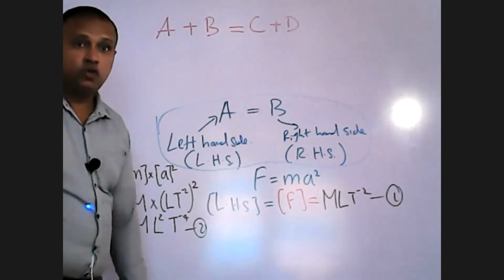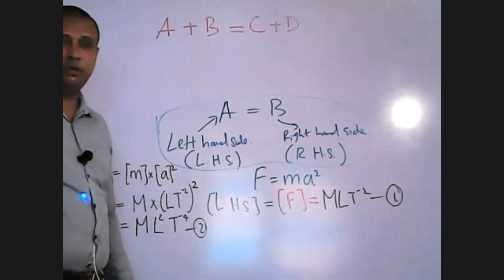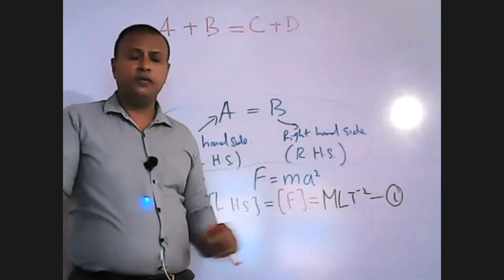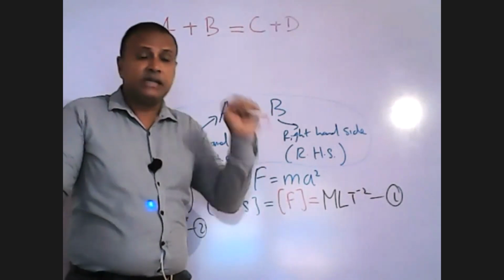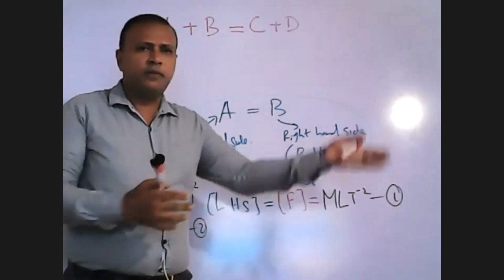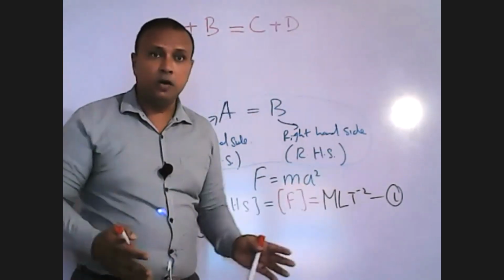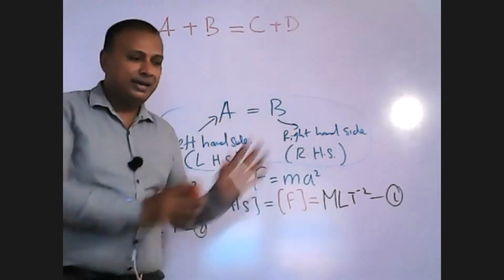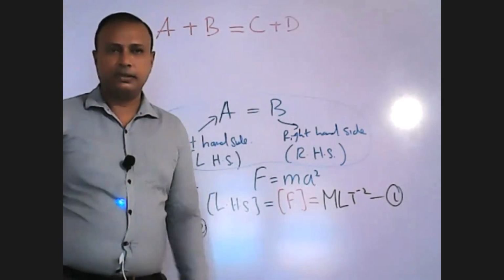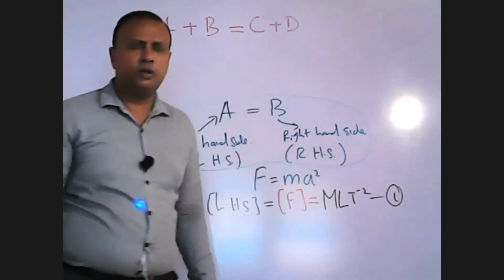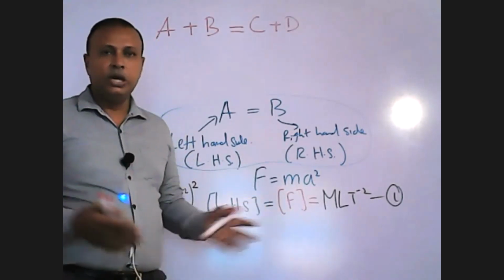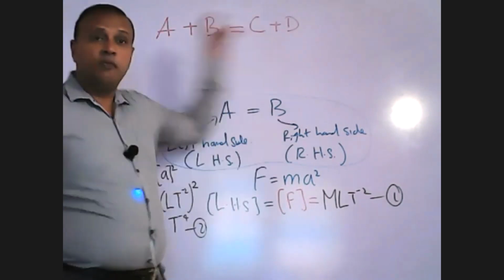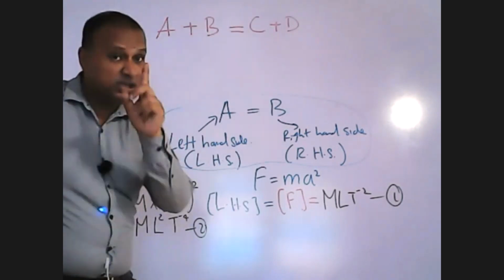two physical quantities should have same dimension. Suppose you want to add time. You cannot add time to a mass. Time is measured by second, mass is measured by kilogram. You cannot add seconds to kilogram. You cannot add kilogram to liter. So if there is an addition or subtraction, definitely both physical quantities should have same dimension.